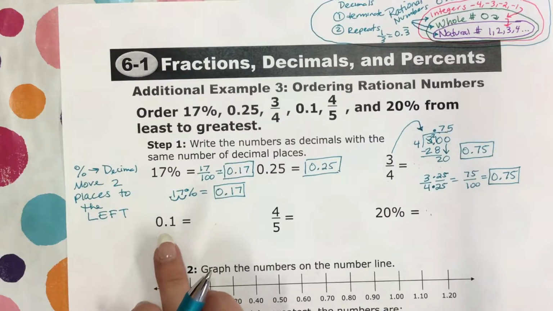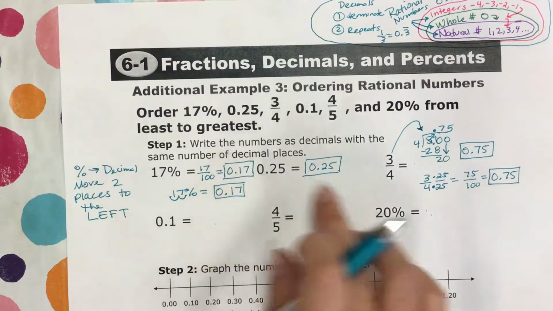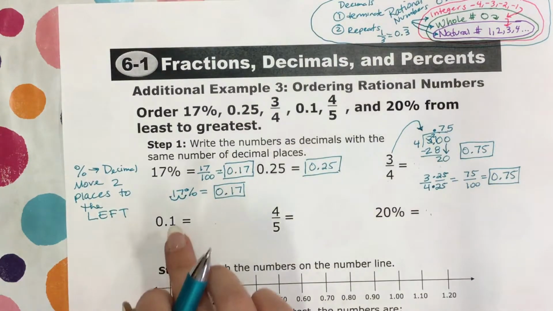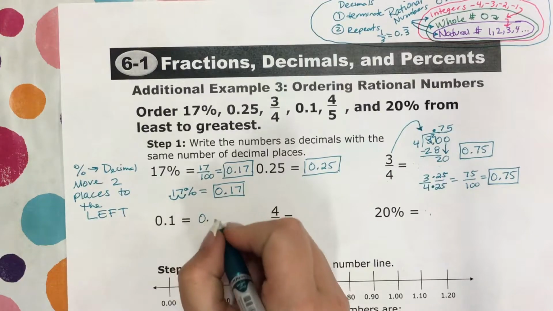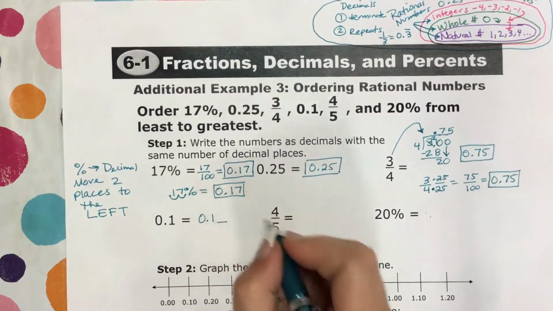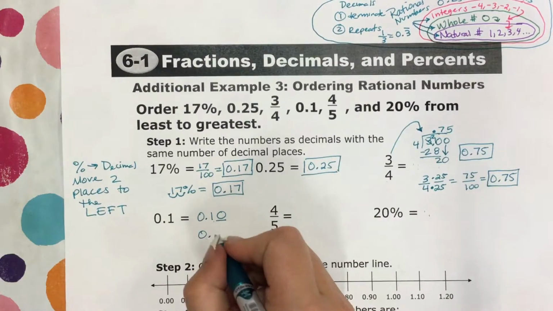The next one is 0.1. Now here we have 2 decimal places, 1, 2, 1, 2, 1, 2. So this only has 1 decimal place, so we want to go ahead and write it with 2 decimal places. So to do that, there's nothing there, we just add a 0. Okay, so boom, we're done, 0.10.